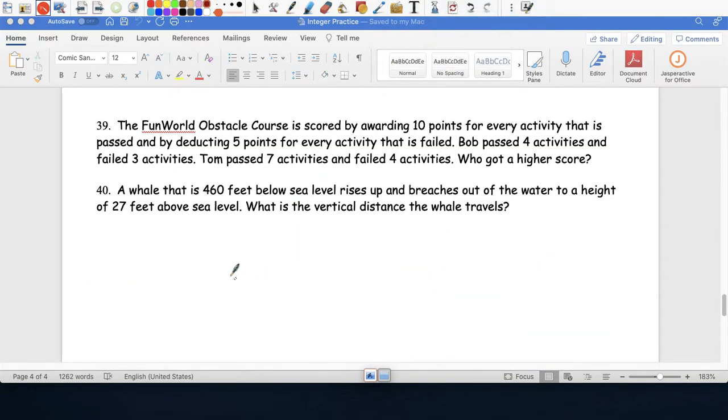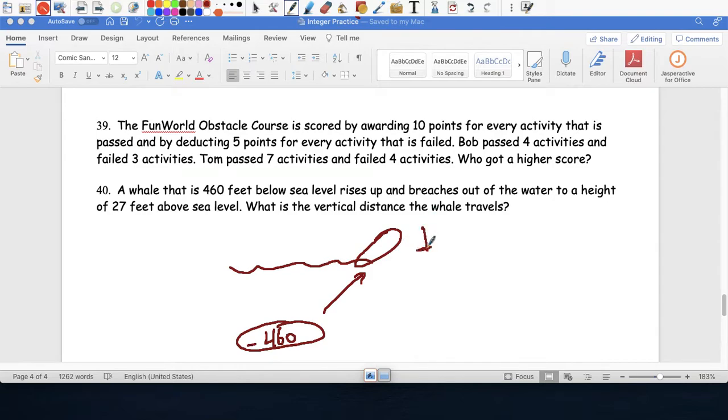A whale is 460 below water, so here's a whale. Let's write negative 460. Reaches out of the water to a height of 27. So here's the ocean, and I think it's saying that the whale is going to go up, right? He goes out, and that's 27 feet above sea level. What is the vertical distance the whale travels? So what is this distance that he traveled?